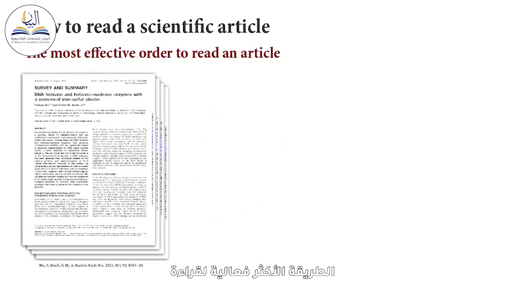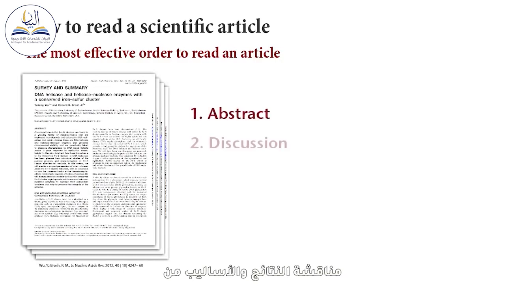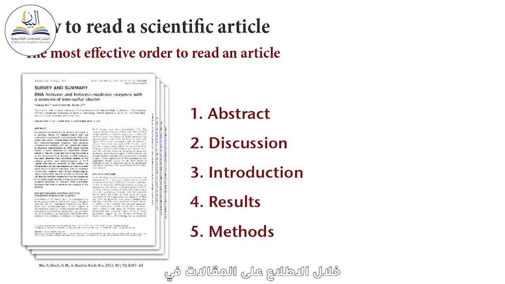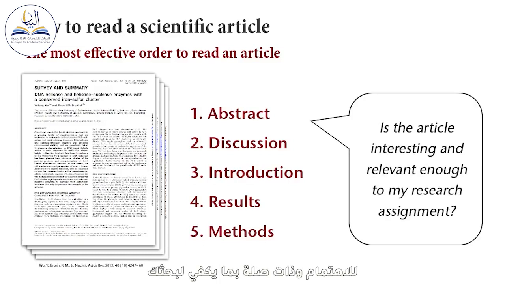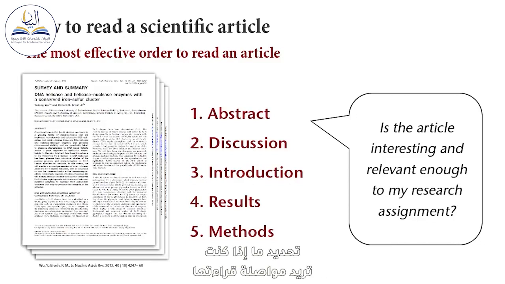The most effective way to read an article is in this order: abstract, discussion, introduction, results, and methods. By going through articles in this order, you'll be able to quickly find the information you need to determine if the article will be useful. After you read each section, ask yourself whether the article is interesting and relevant enough to your research assignment, which will help you decide whether to continue reading it.